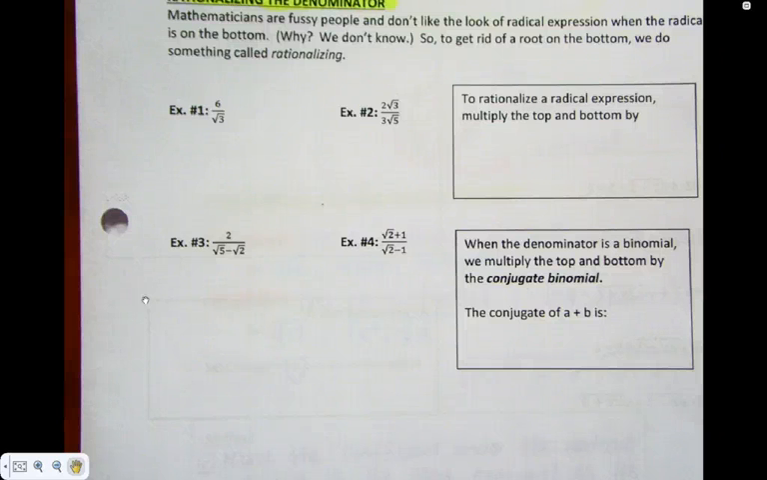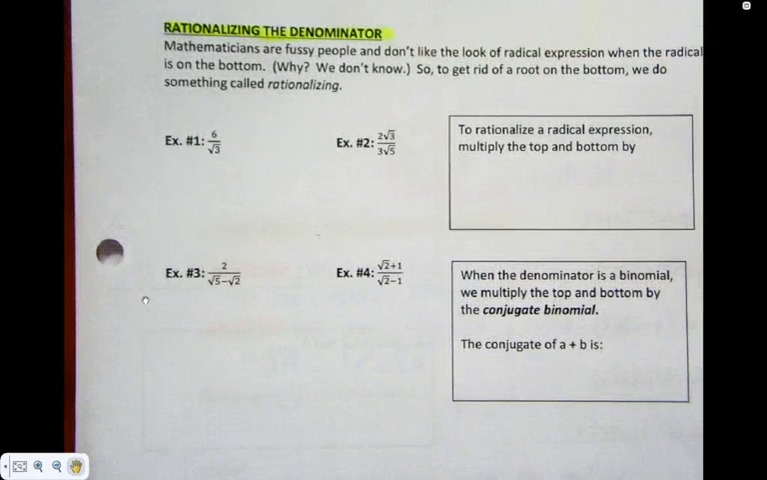Just go with it. Mathematicians were fussy people. And when I originally typed the notes, I put fuzzy. We might be fuzzy too, but we're fussy people. And we don't like radical expressions when there's a radical on the bottom. It just bothers us. Why? I don't know. It just doesn't look right to us. It's kind of like if you wrote x times x. We would never write something with x times x. How would we write that? X squared, right? We just like the way that looks better.